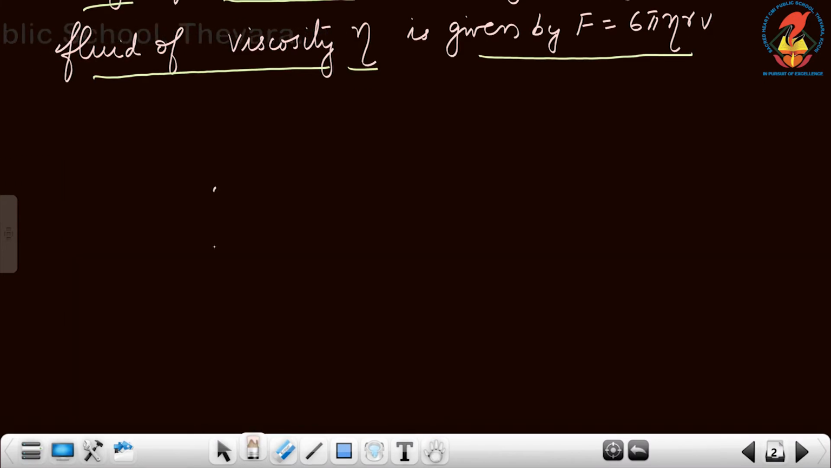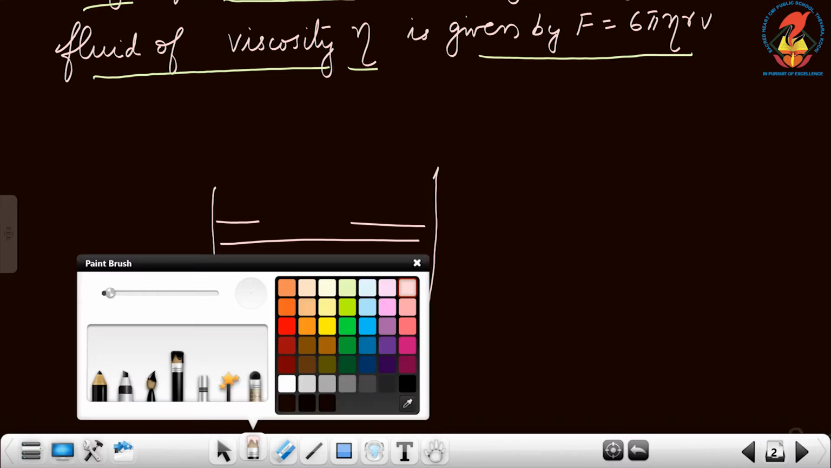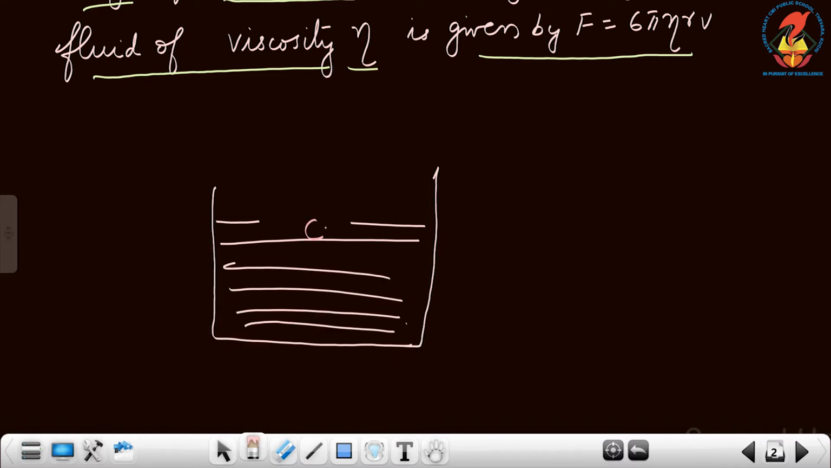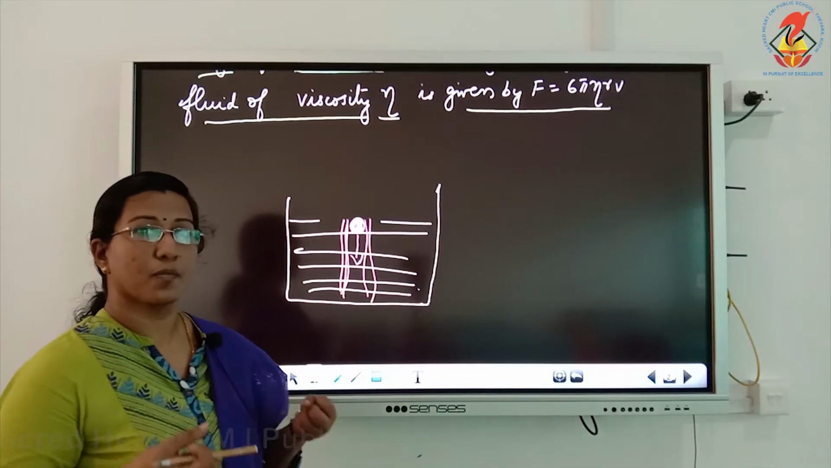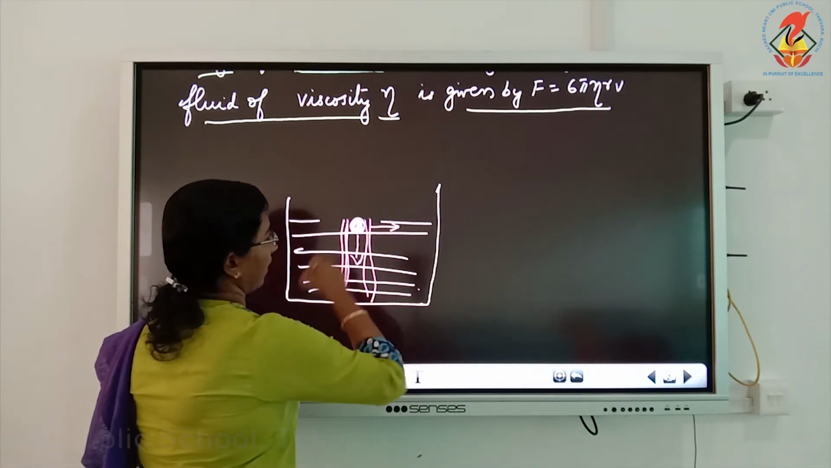So, imagine we have a beaker which is filled with a viscous fluid and a small spherical ball or spherical body of radius small r is falling or moving through the fluid. Now as it is coming down, what happens? The layer of the liquid or fluid which is in contact with the spherical body also starts to move down with the spherical body, whereas the layers which are far away will be at rest.